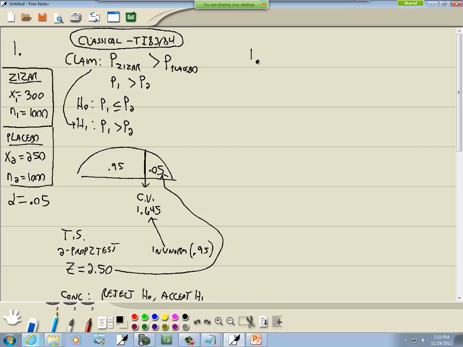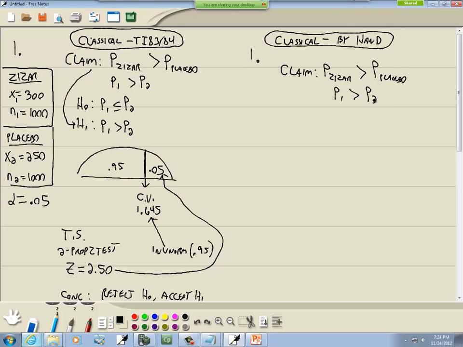Now we're going to do this one again. We're going to actually do it 4 different ways. This is classical by hand. And I'm going to grab a drink here. And let's see, our claim is still Pfizer is greater than placebo. So P1 is greater than P2.